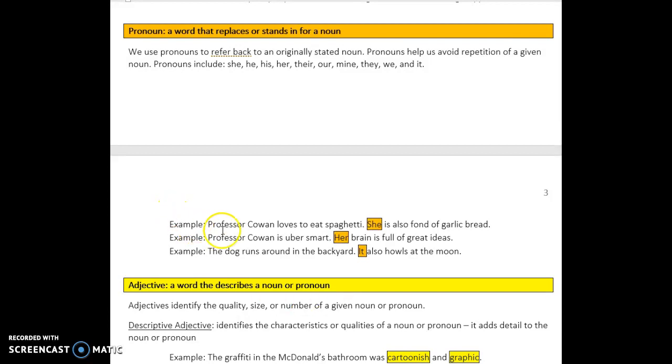So for example, Professor Cowan loves to eat spaghetti. She is also fond of garlic bread. She is the pronoun that refers back to me, Professor Cowan.